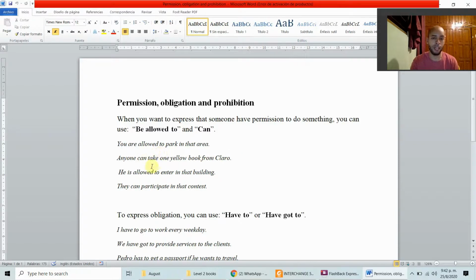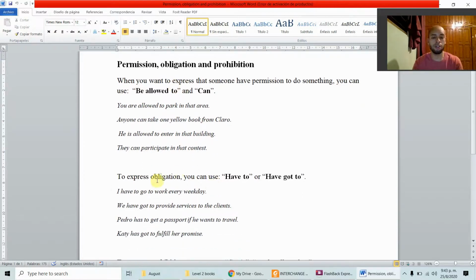Well, here we're using can, and of course, we are describing the permissions that people have in general. He is allowed to enter in that building. Is allowed to, again, referring to be allowed to. They can participate in that contest. Again, referring to the permission that people, one or several people have.